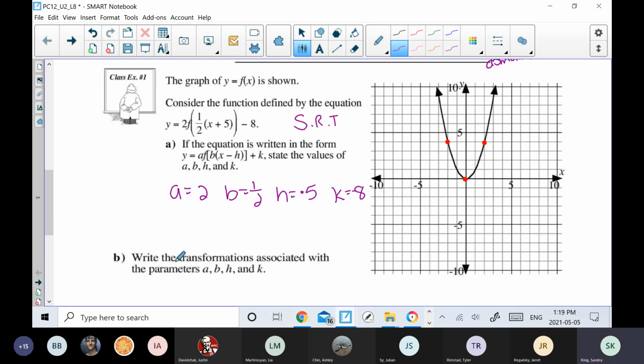What it says for b, write the transformations associated with the parameters. On a test, they will always use the word describe.